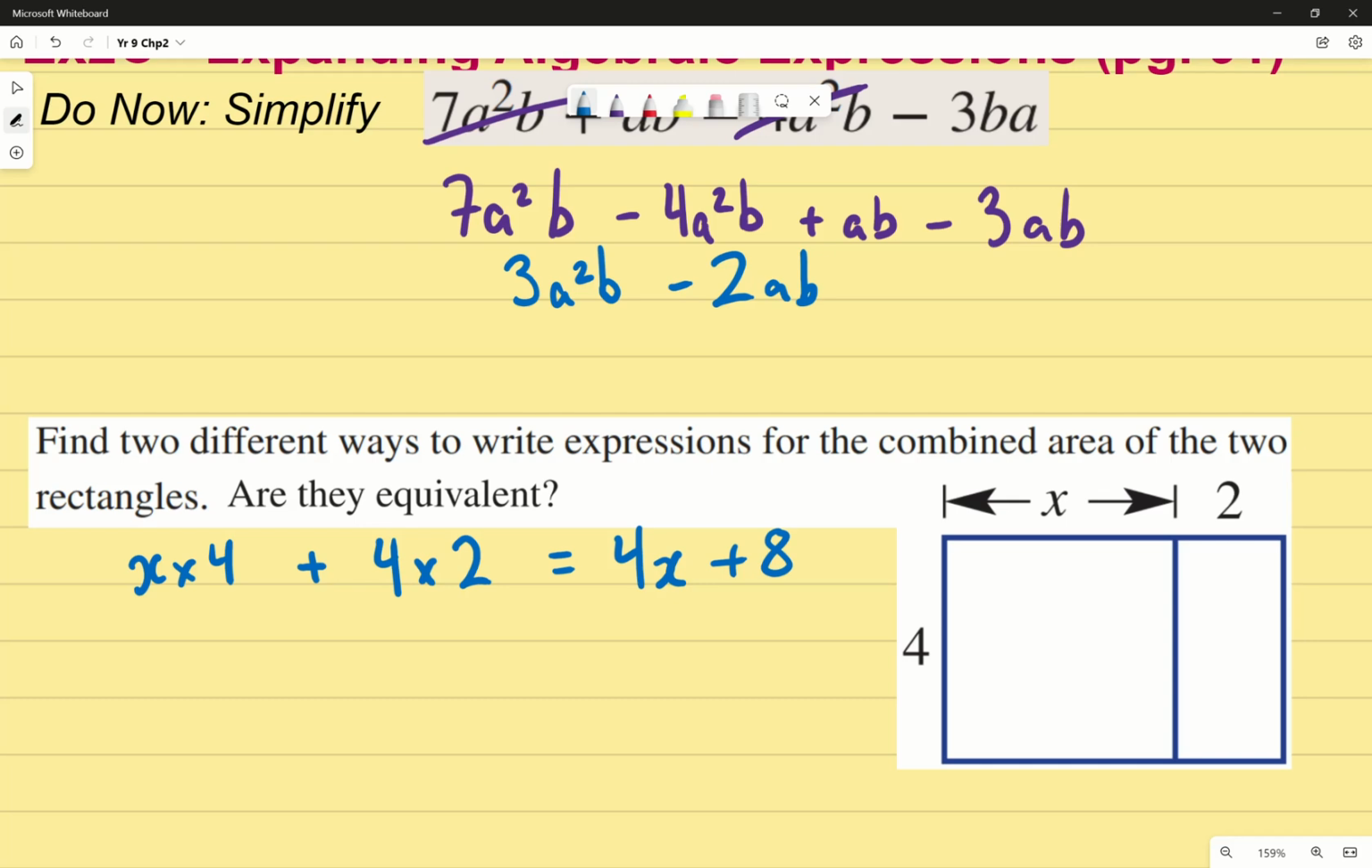But what if I treat it as one big rectangle? If I treat it as one big rectangle, what's the length of this right there?